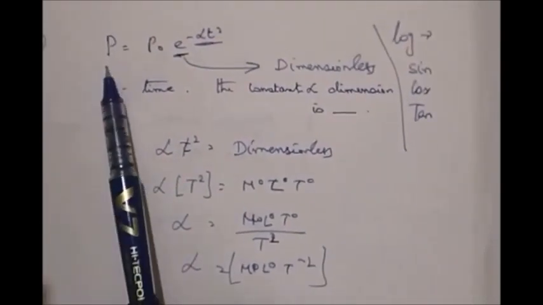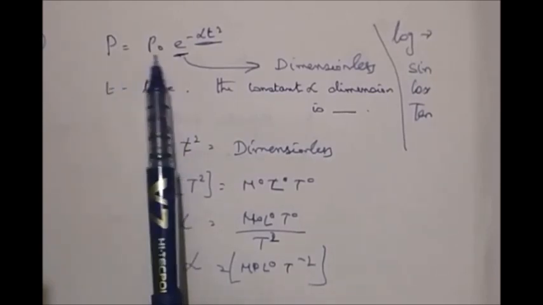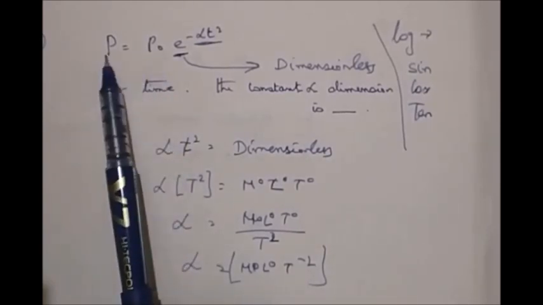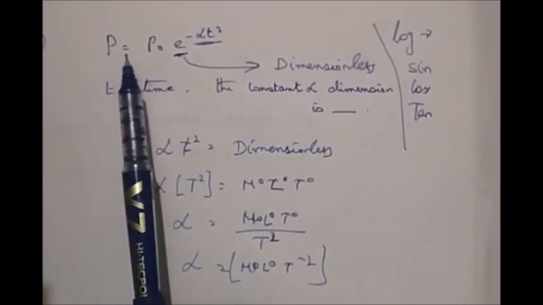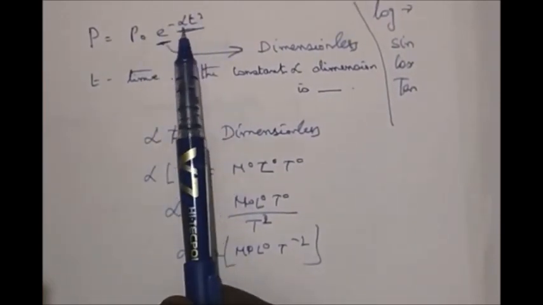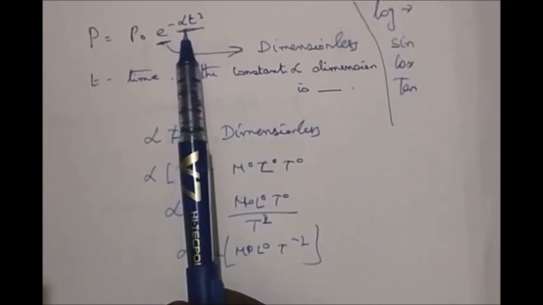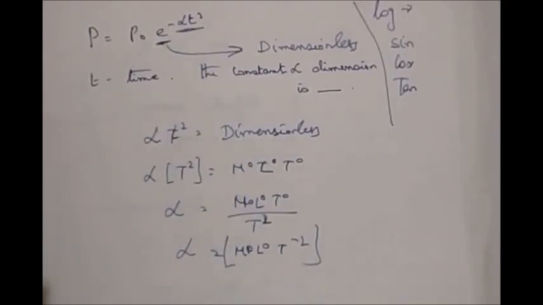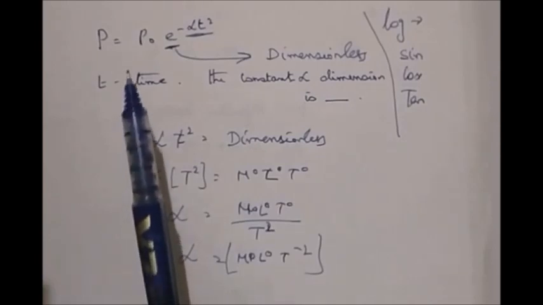Now this is P and this is P naught. These two things should have the same dimension. If P has one dimension, that dimension should be equal to P naught's dimension also, and this entire quantity is dimensionless. We were asked only for the dimension of alpha, so we have found this only. Nothing else is asked, so we can just leave it here itself.